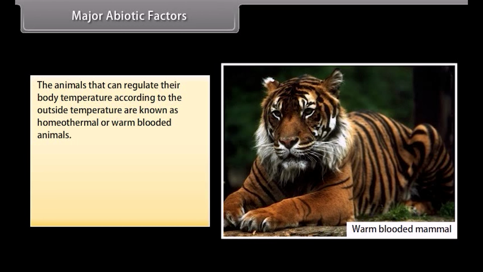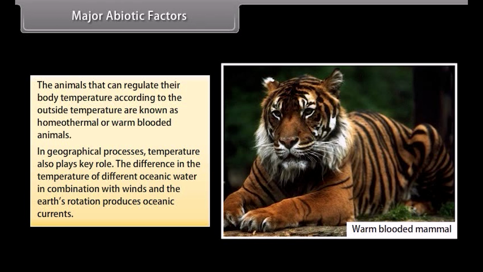In geographical processes, temperature also plays a key role. The difference in the temperature of different oceanic water in combination with winds and the Earth's rotation produces oceanic currents.